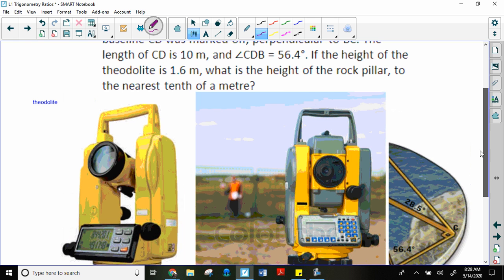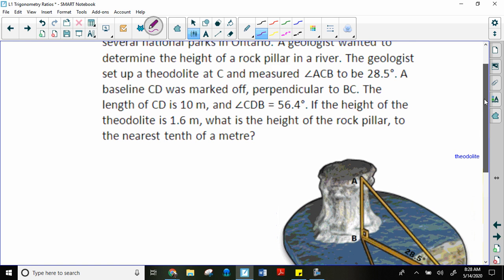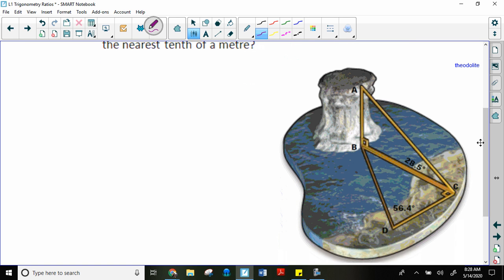So let's get rid of the theodolite. They decided to set this theodolite up at C. That is their solid spot. Then they use the theodolite to determine that there's an angle of elevation to the top of this geological figure of 28.5 degrees. Awesome. We don't know anything else about this triangle, though. We don't know how far that is. We're trying to find how high that is, and this is a really hard measure to find.